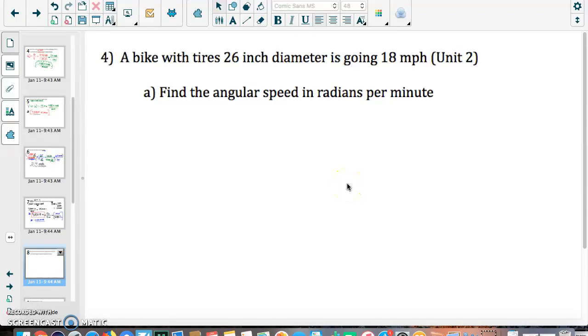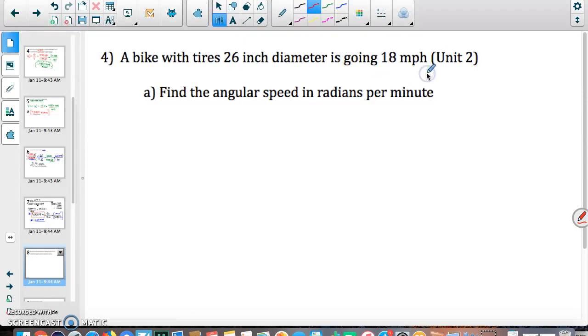All right, let's jump into number 4. So definitely still in the world of linear speed and angular speed, so we should still be thinking about all of those equations and kind of how we solved the last problem, but this one's going to be a little bit different. So let's look at what we're given.